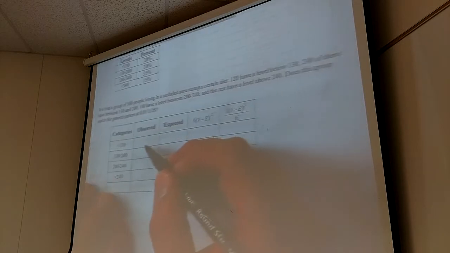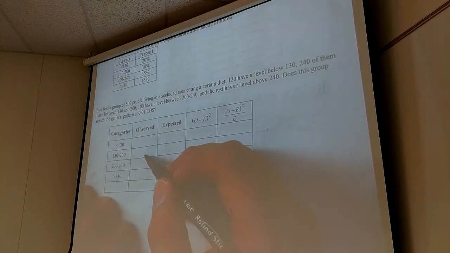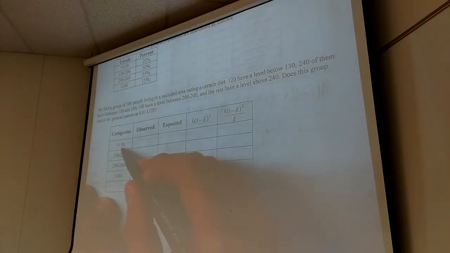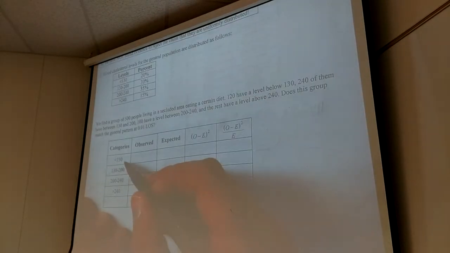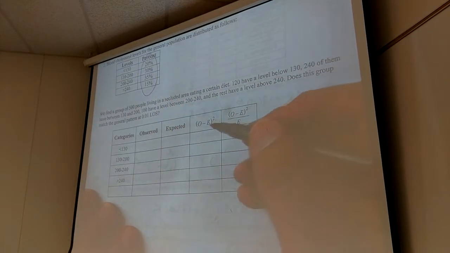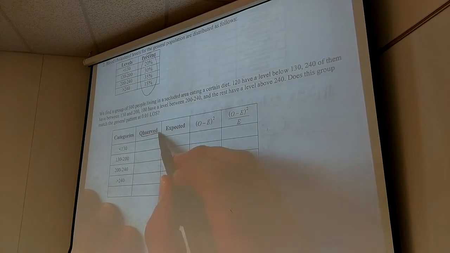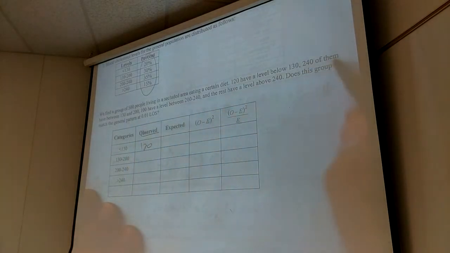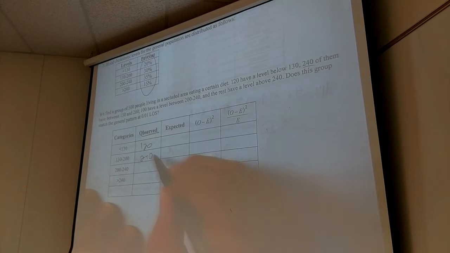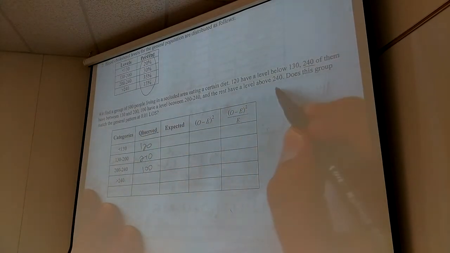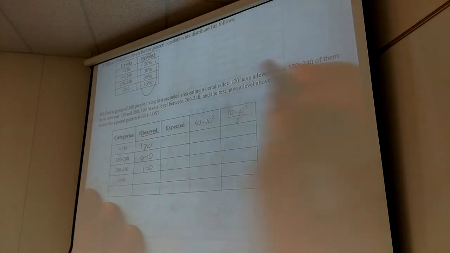Let's start with observe, because that's the easy one. There's a lot of numbers running around this problem, so you've got to be careful. How many had a below 130 level of blood cholesterol? This is what I observed. 120 had below 130. How many had between 130 and 200? 240. How many had between 200 and 240? 100. How many had more than 240? The rest. And there's 500 total.